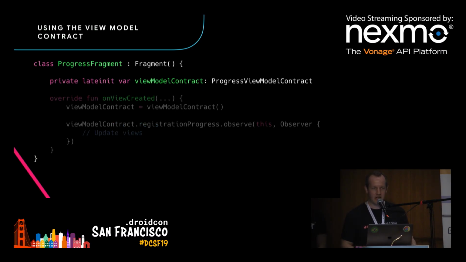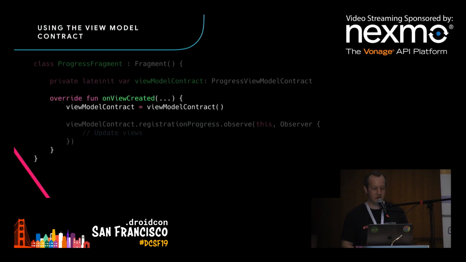Moving on to step 2, which is updating the fragment. We're going to have a property that's a reference to the contract instead of the parent view model. And then we're going to leverage some extension functions that do a little magic for us to get a hold of that view model. And then we're going to be able to use that view model contract like it was a regular view model, observing the live data and making updates to the UI as necessary.